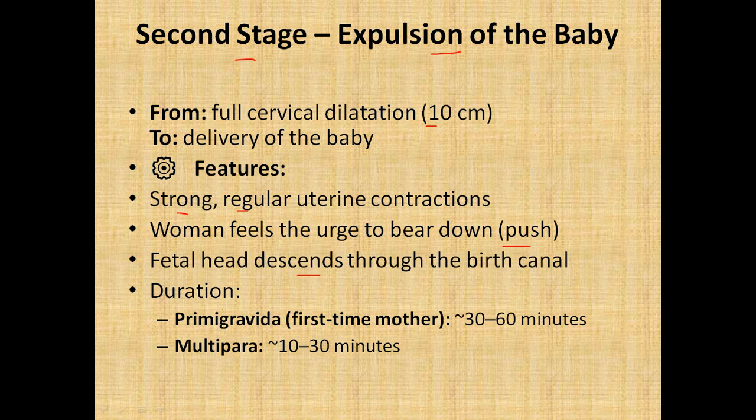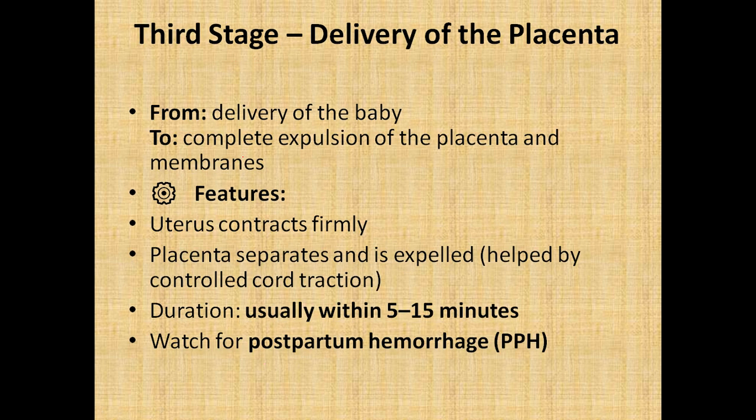The duration in primary gravida, that's first time mothers, women giving birth for the first time, is 30 to 60 minutes. In multipara, women who have given birth multiple times, it is 10 to 30 minutes.